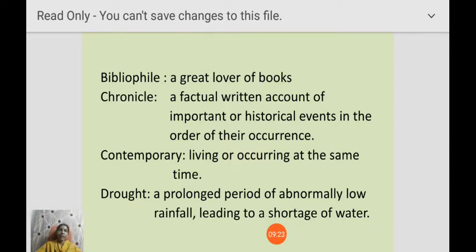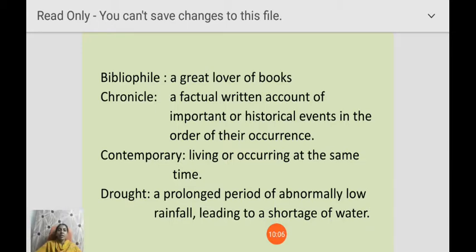Contemporary. Living or occurring at the same time. So if two actions or two things happen at the same time, we say that they are contemporary. Or else living at the same time. Let's take Gandhi. Let's take Nehru. They both lived in the same period. So don't think of friends here. They both lived in the same period. So we can say Gandhi is the contemporary of Nehru. That's the meaning.